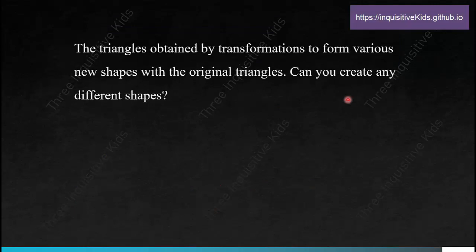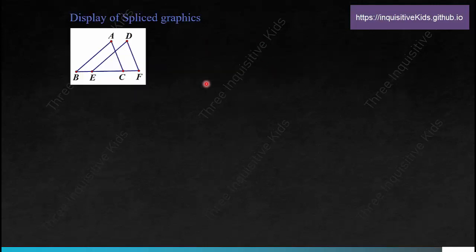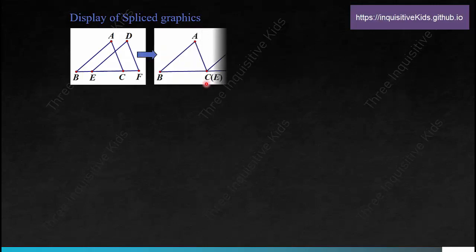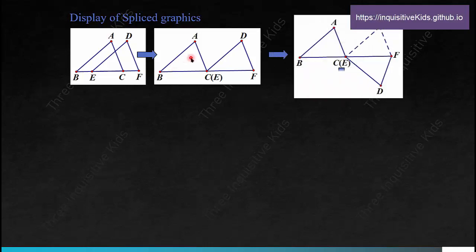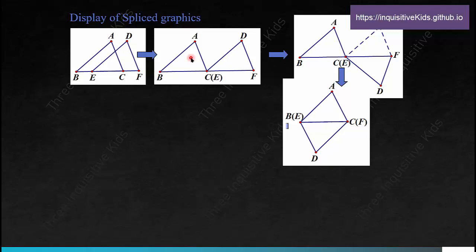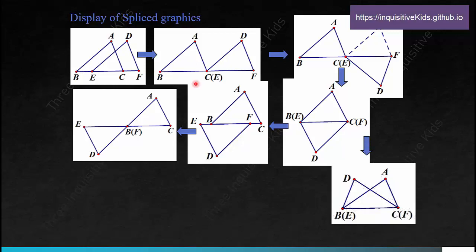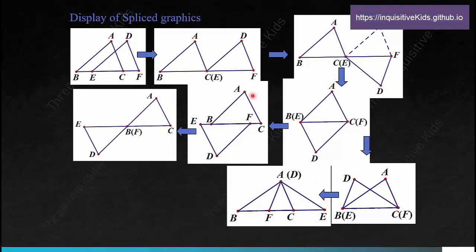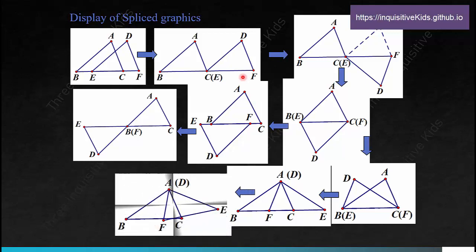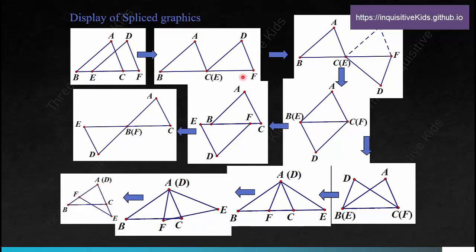The triangles are obtained by transformations to form various new shapes with the original triangles. Can you create any different shapes? So these are some ways you can do this. So you see these two congruent triangles right here. You shift them. And I want you to just see this display right here. Remember, these are showing all the ways in problems how there can be congruent triangles. This is how you can shift from one to another. So think about all these different ways how there can be congruent triangles.